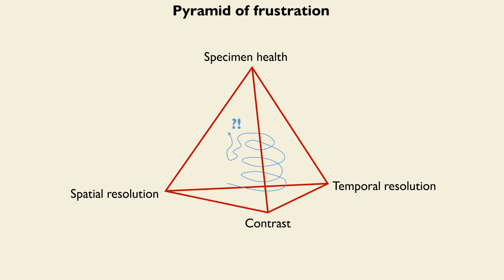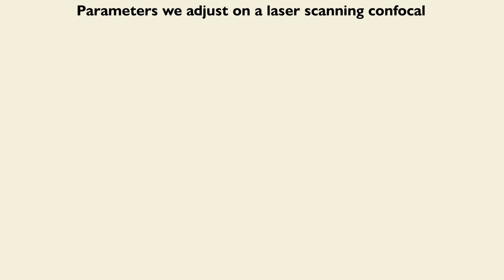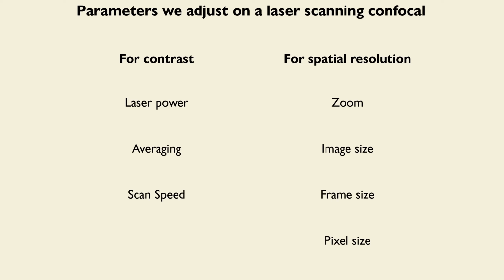And so in a good chunk of the rest of the talk, we're going to talk about how we navigate all these competing constraints. So what parameters can we adjust on a laser scanning confocal? For contrast, we can adjust the laser power, something called the averaging, and the scan speed. For spatial resolution, we can adjust the zoom, the image size, the frame size, or the pixel size. I will explain what all of these terms are, how we adjust them, and why we might want to do one thing or another in the coming slides.